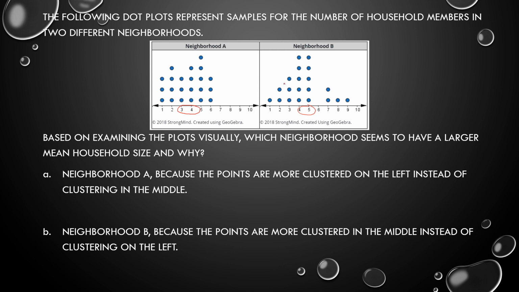So that means that neighborhood B is going to have a larger mean because the points are more clustered in the middle. Notice how they're more clustered in the middle here versus here they're much more clustered to the left. And on the left of our number line, we have smaller numbers like 1 and 2. And we are looking for a larger mean, so we want a bigger number.